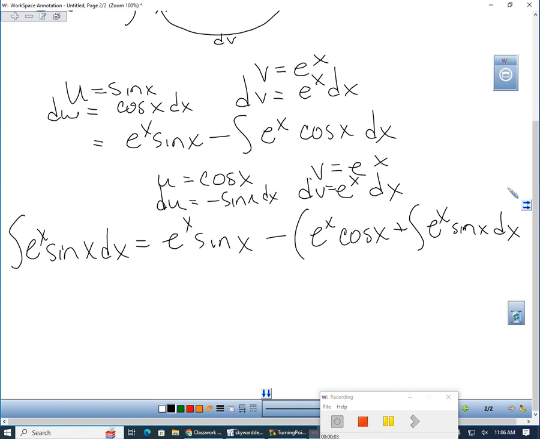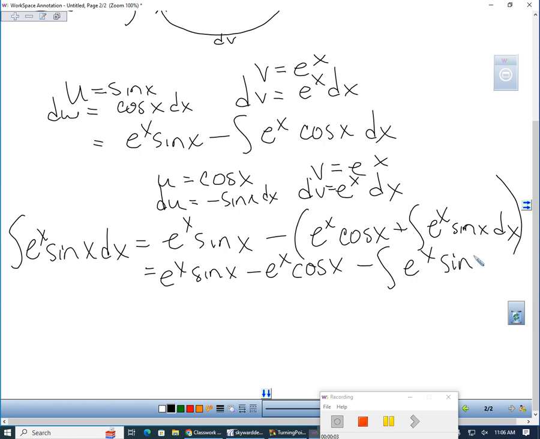All right, so I'm going to go ahead and distribute my negatives through my parentheses there. So I have e to the x sine x minus e to the x cosine x minus the integral of e to the x sine x dx. What do you notice about this last integral we got? Look at our original one. It's exactly the same, isn't it? So I'm going to actually add this integral to both sides.